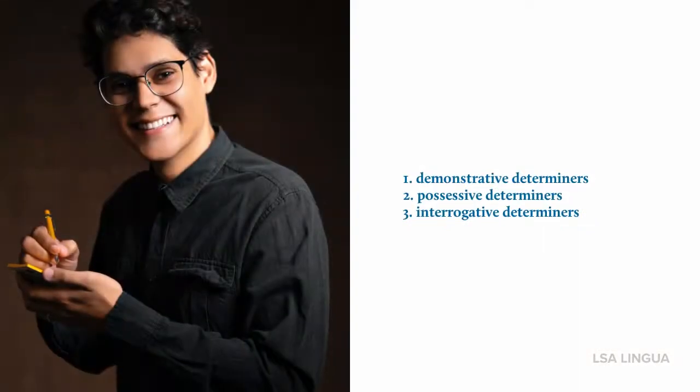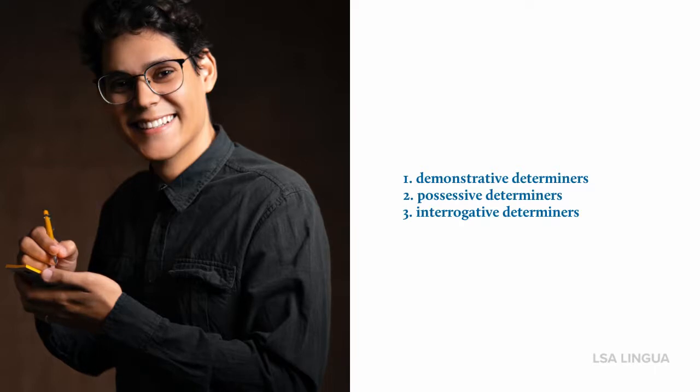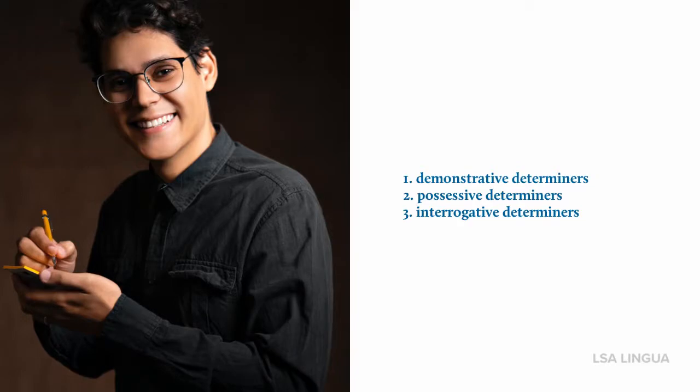There are three types of determiners. 1. Demonstrative determiners. 2. Possessive determiners. And 3. Interrogative determiners. Let's zoom in on each of them.